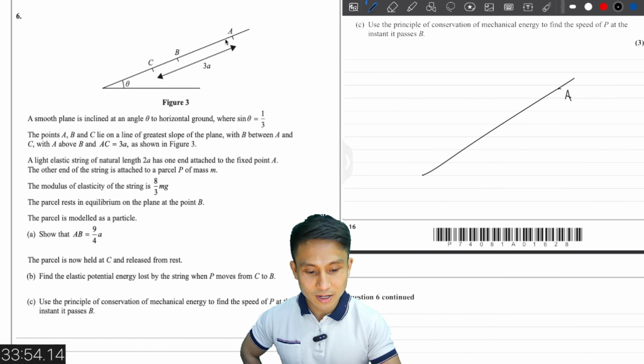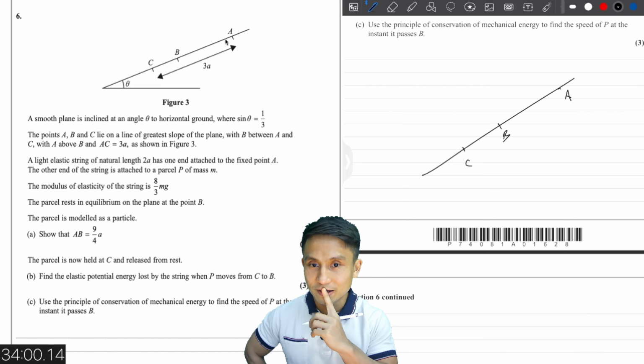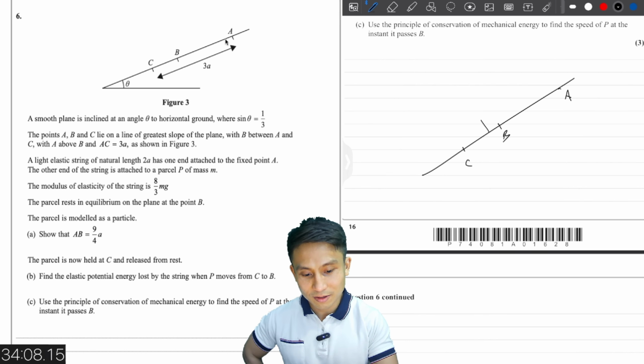So A here, B here, C here. The natural length is 2L, right? And we just know that AC is 3A. The modulus of elasticity is given, and the particle rests in equilibrium at point B. Okay, equilibrium at point B. So this must be longer than 2A.